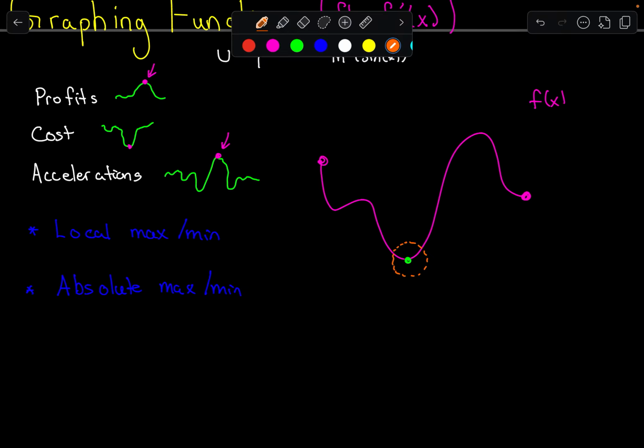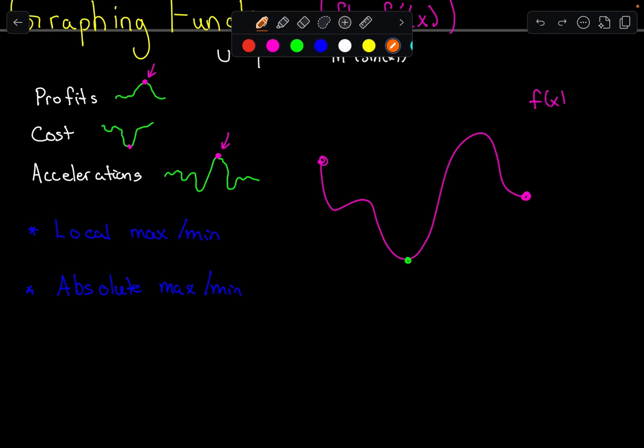Okay, so you might notice that, for instance, where I just drew that green dot is a local minimum, but this green dot wouldn't be a local minimum because no matter where I put a bubble around this dot, there's always going to be some smaller y values, right? There's going to be some lower points, which means that this green dot that I drew could not be a local minimum. Okay. Now, what makes it an absolute minimum?